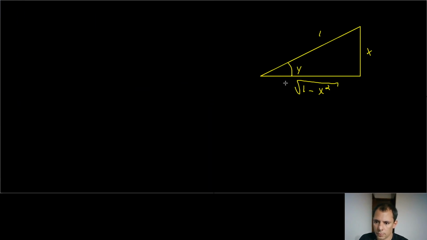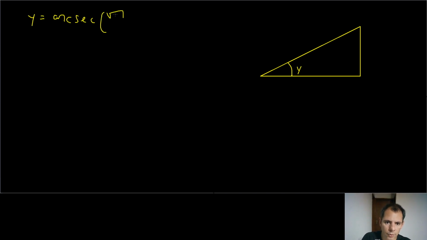Now, let me think here. I'm going to erase this. I'm going to leave that y in there. So y equals the arc secant of square root of 5 divided by 2. Okay, so taking the secant of both sides, the secant of y equals square root of 5 divided by 2.